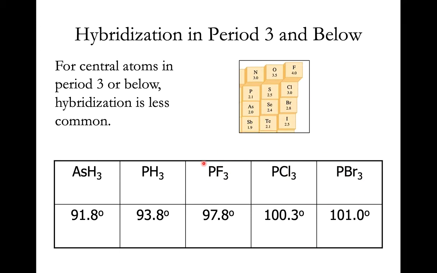Again, the fluorine, which is the most electronegative atom, pulls the electron density away, and so it has a smaller bond angle compared to those.